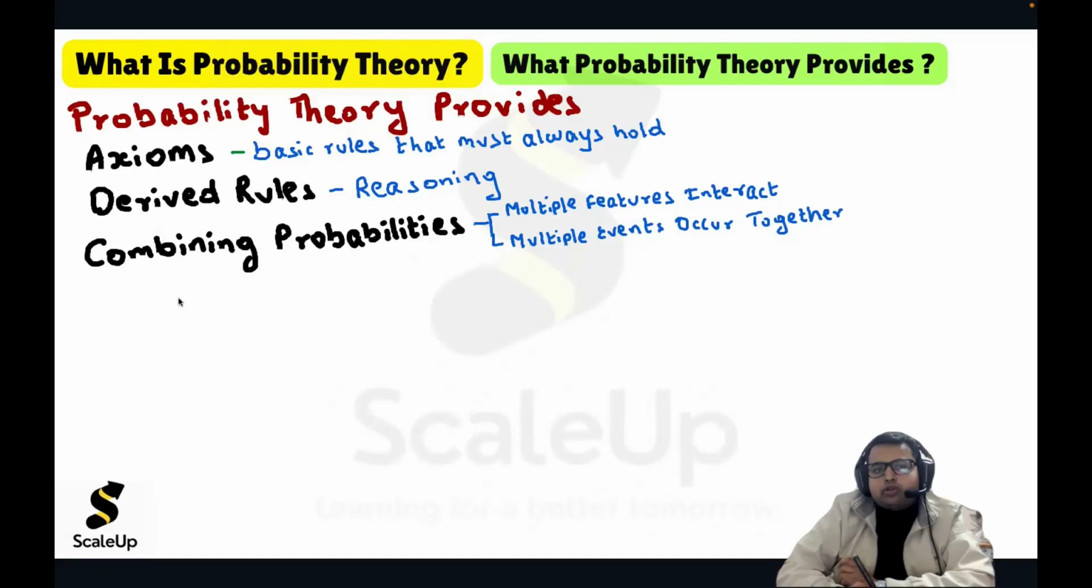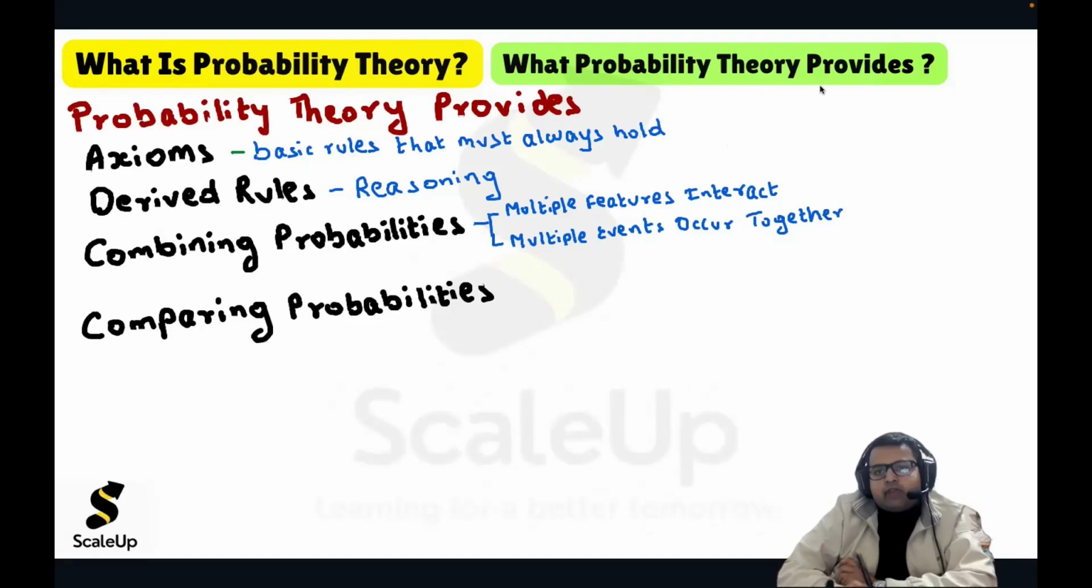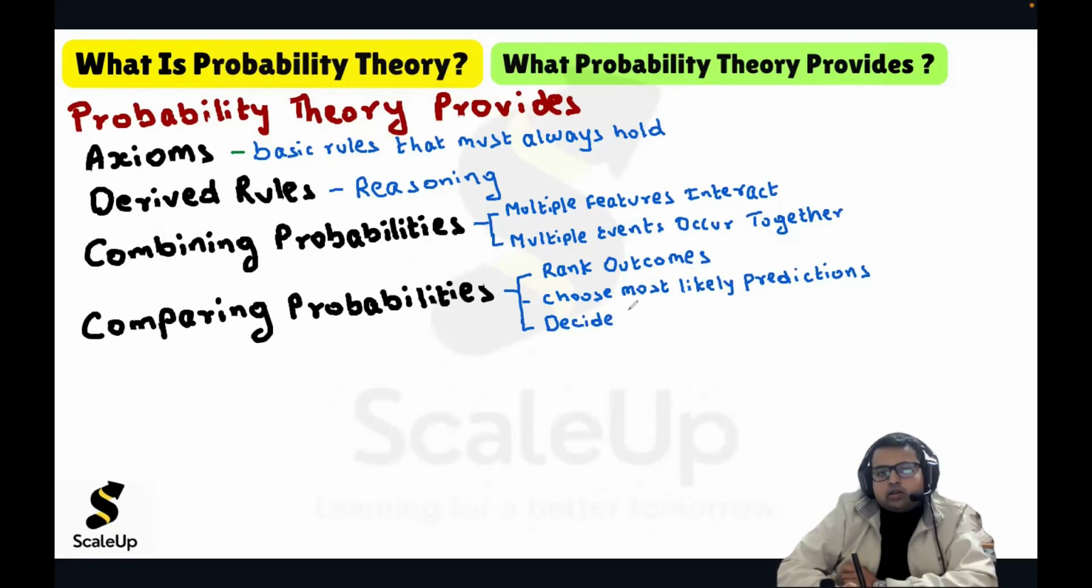Probability theory also provides comparing probabilities. When multiple features interact or multiple events occur together, we have multiple individual probabilities, and probability theory gives us the systematic rules to compare those individual probabilities. So we can rank outcomes. We can choose the most likely predictions. We can even decide thresholds with the systematic rules for comparing probabilities.